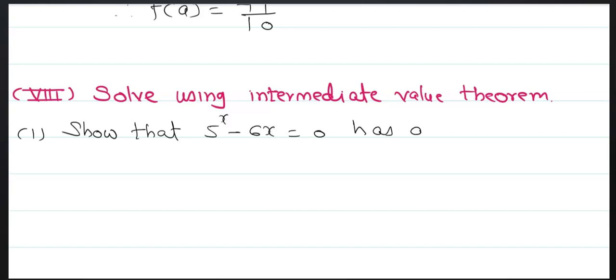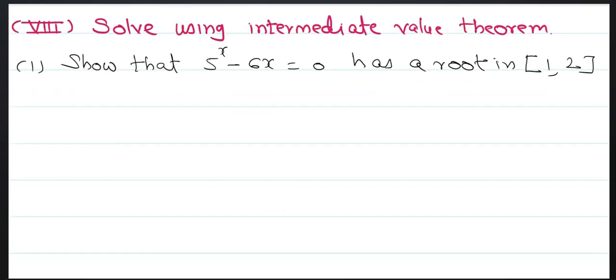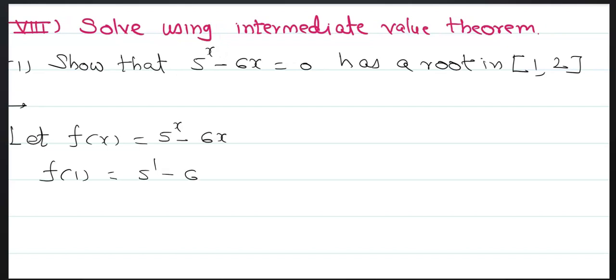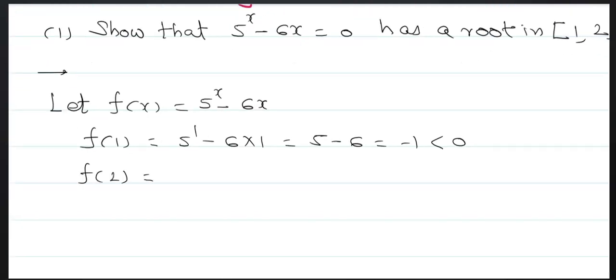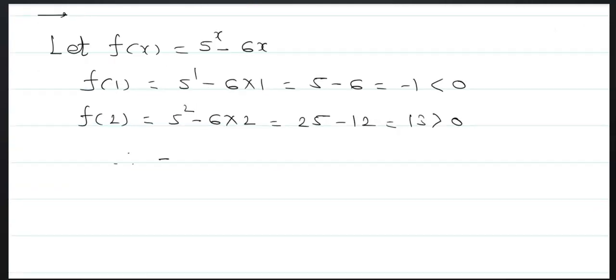Show that 5 raised to x minus 6x is equal to 0 has a root in the closed interval 1 to 2. f of x is 5 raised to x minus 6x. f of 1, find the value. That is equal to minus 1, which is less than 0. And f of 2, x is equal to 2, which is 13, which is positive.